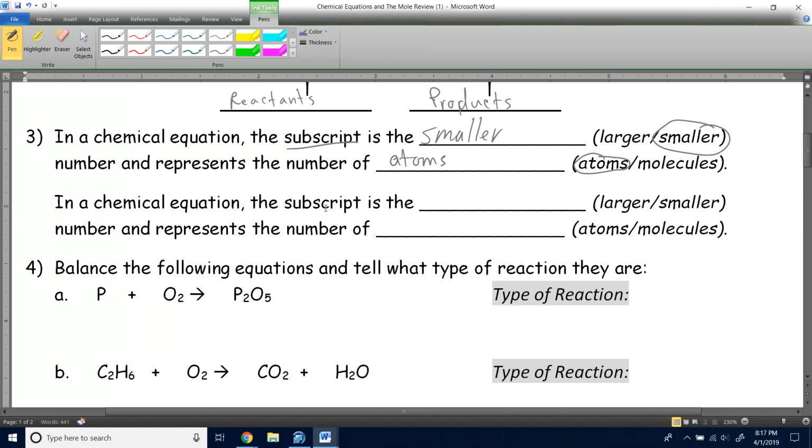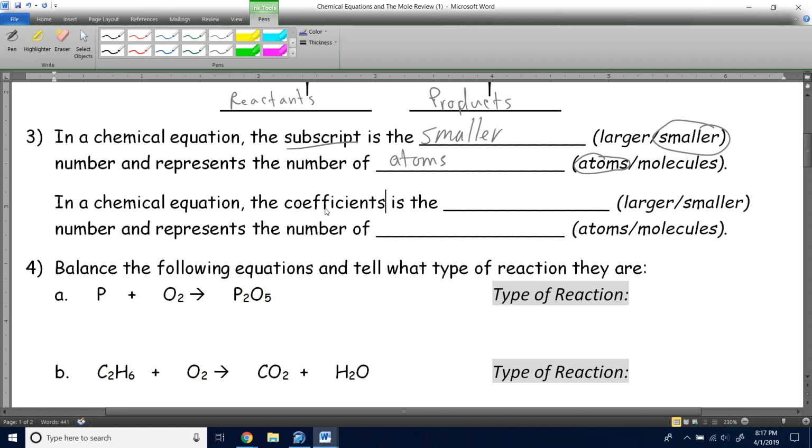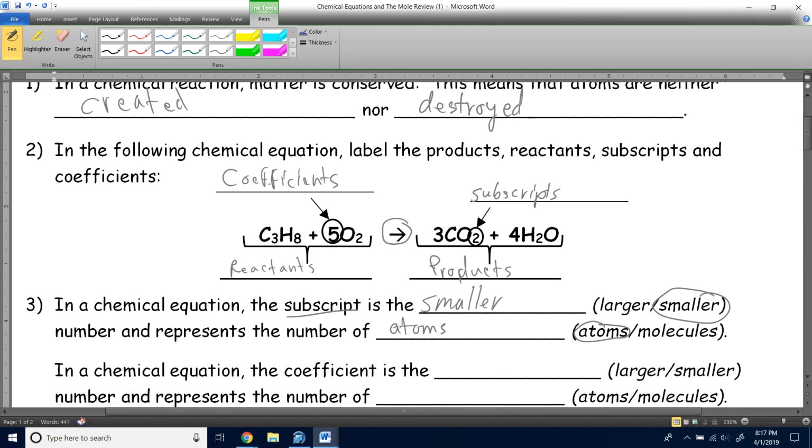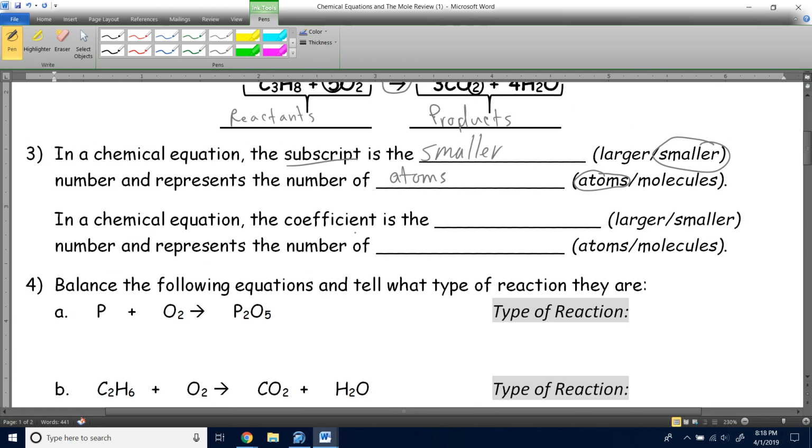So let's go ahead and change this guy right here. Should be coefficients, right? The coefficient is the larger number, right? Because if we look back at our coefficient here, we notice that it is the larger number that goes in front of the molecule. So it is our larger number, okay? So let's go ahead and put larger right here. All right. And this number typically represents the number of molecules, okay? So these molecules are always the ones that are in unison, all right?